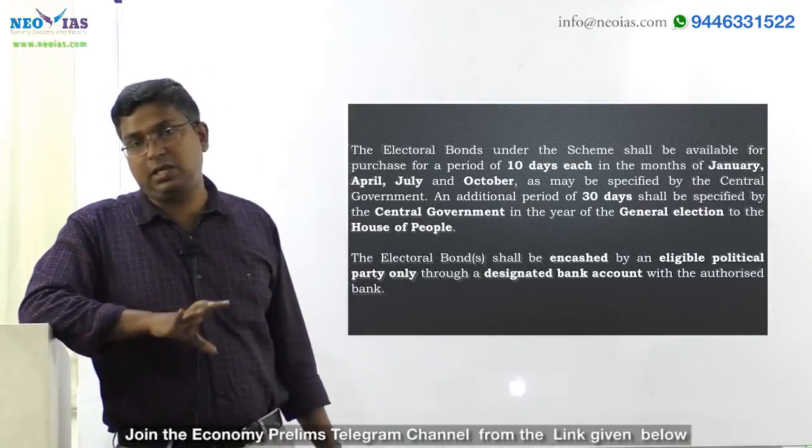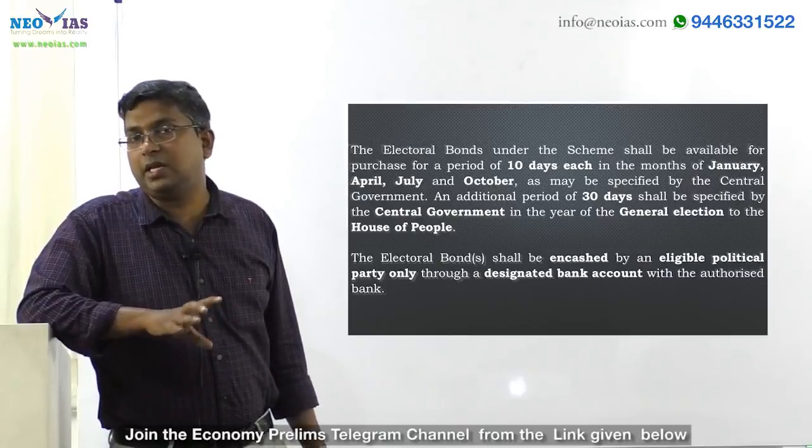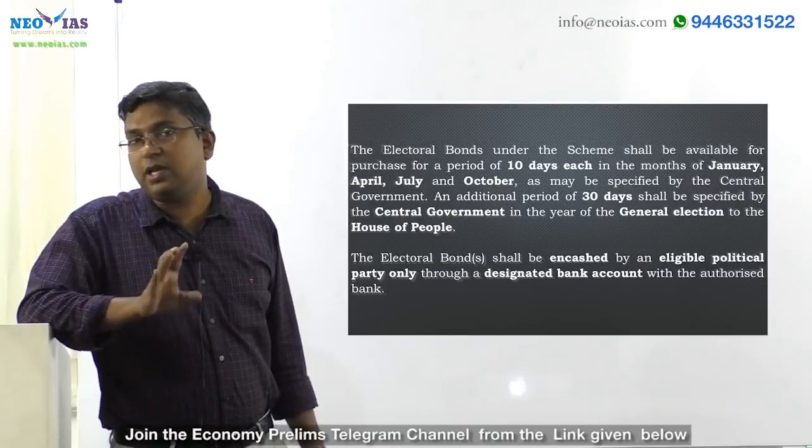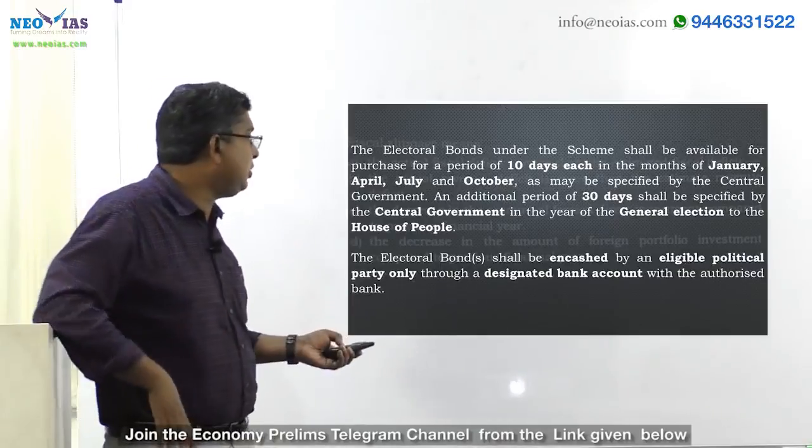So these are the basic things you need to be very clear about electoral bonds. They are very, very important for your coming prelims. I will try to solve the question.